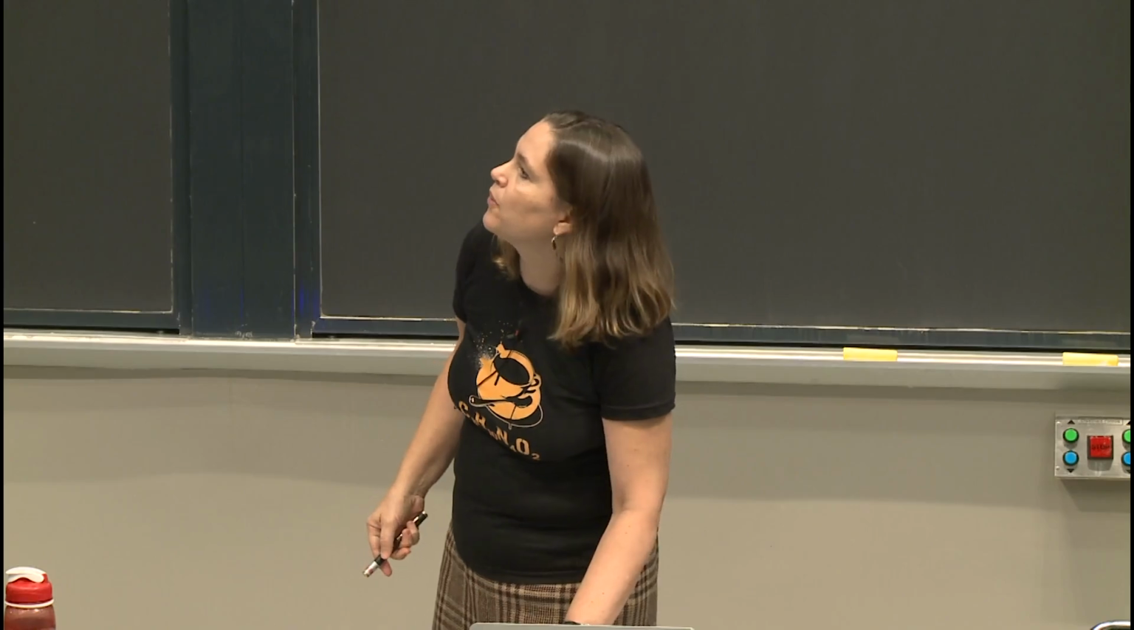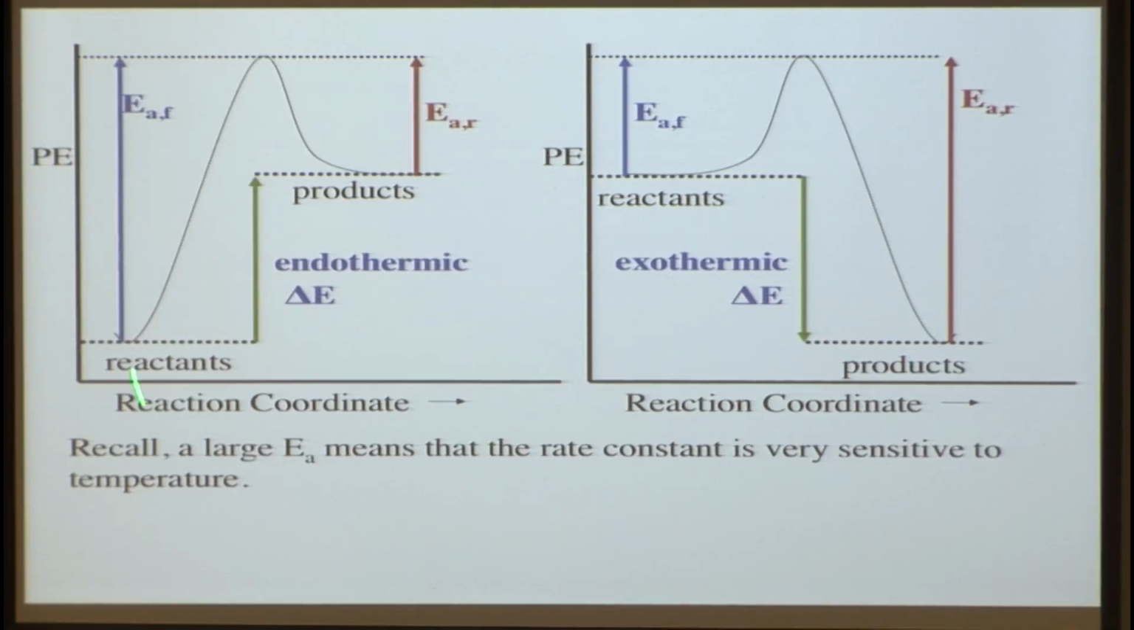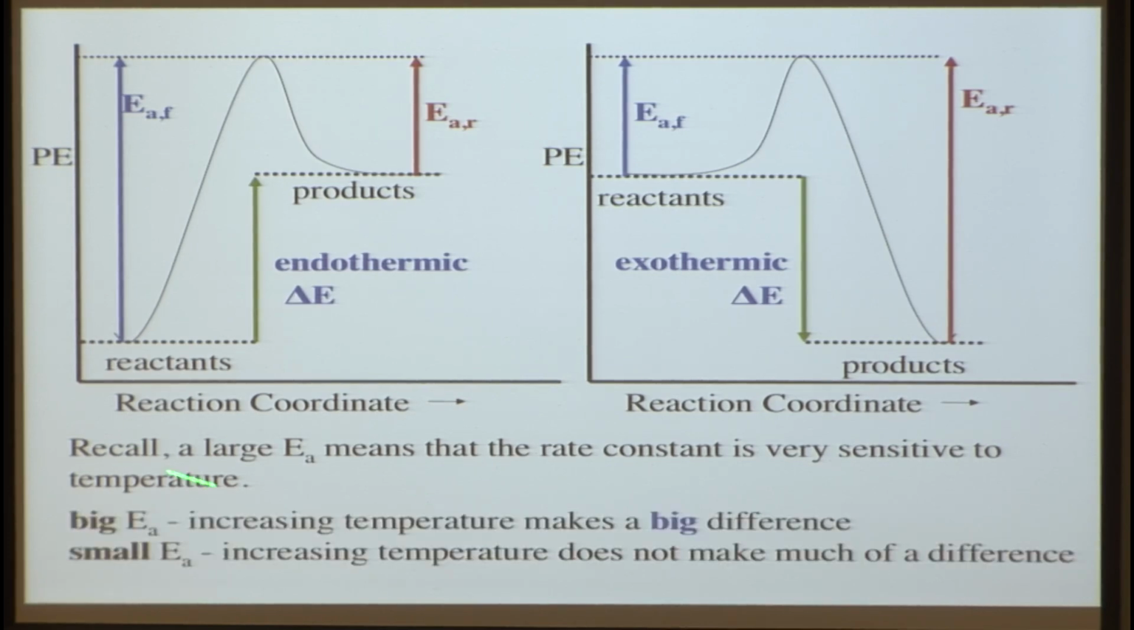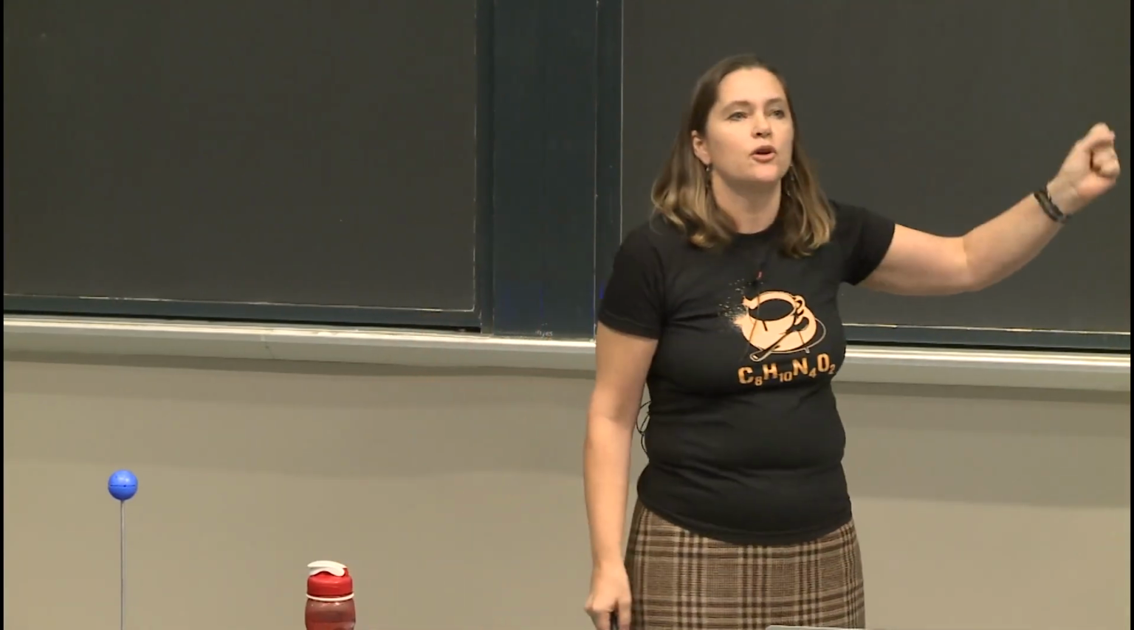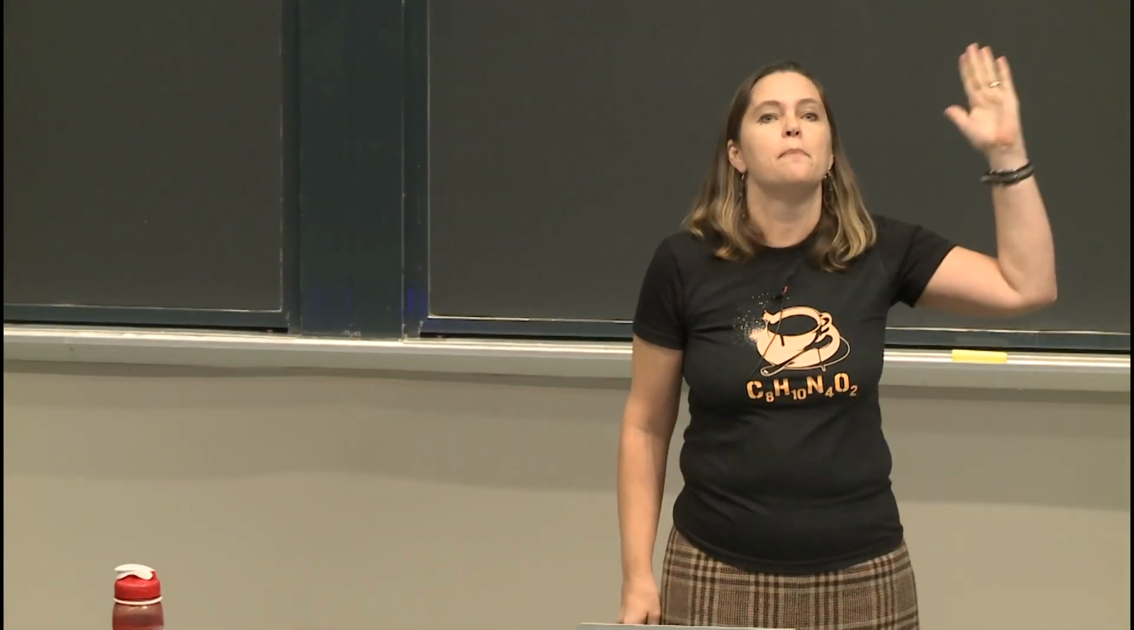Okay, so the important points to remember: big activation energy barrier, rate constant, very sensitive to temperature. If you have a big barrier, increasing the temperature makes a big difference. If you have a small barrier, it doesn't really matter that much. Most of your molecules can get over that small barrier. So big barrier, increasing the temperature, more molecules can go, and so you're going to shift in the direction of the big barrier.